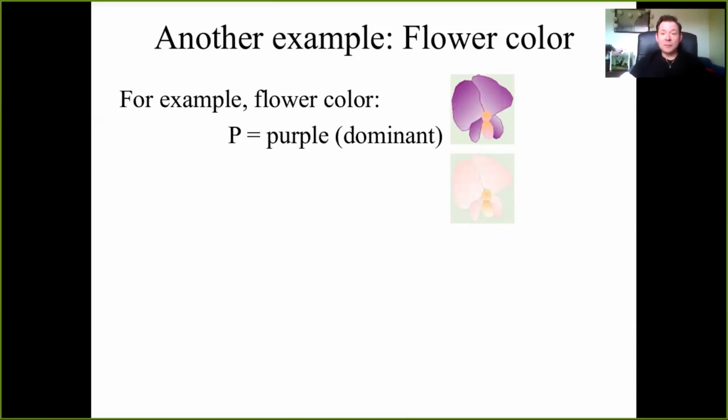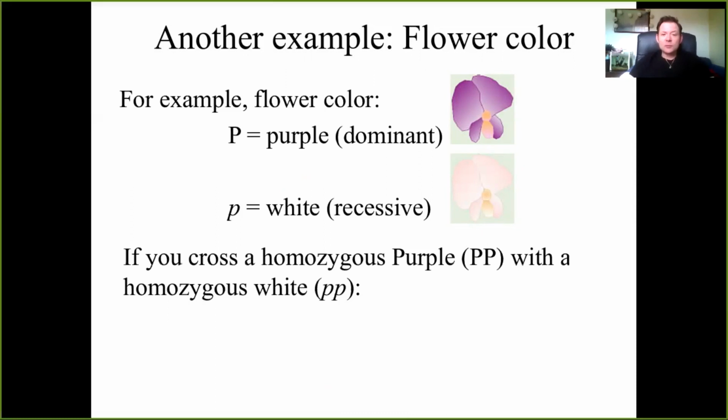So the pea plants can be purple or they can be white. The white isn't showing so clearly here, but take my word for it. So big P is purple, little p is white. So the big P is dominant, the little p is recessive. If you cross a homozygous purple big P with a homozygous white little p, then you get big P, little p in all of the offspring, all purple.